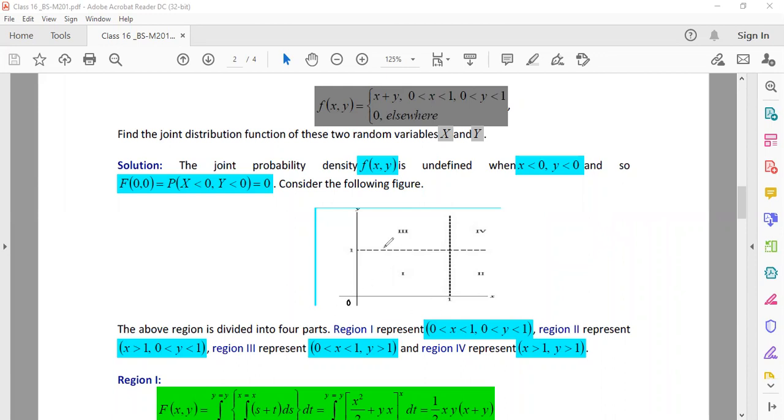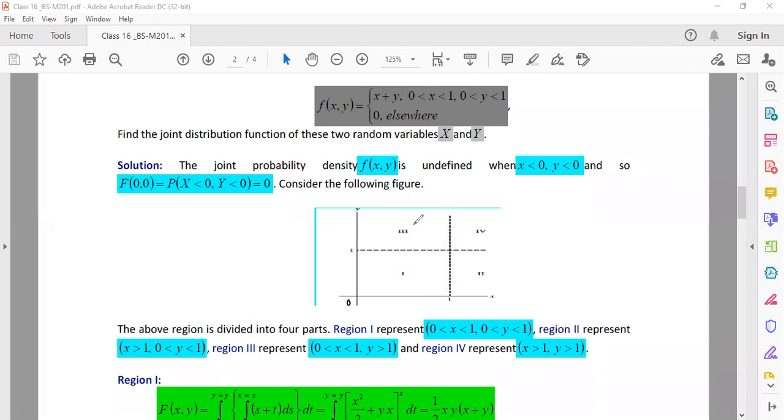In the first region, x is lying between 0 and 1 and y is lying between 0 and 1. In region 2 something else is happening. Just look at the picture. x is greater than 1 over there, but y is still lying between 0 and 1. So y is bounded by 0 to 1, but x has crossed the limit 1. This is happening in region 2.